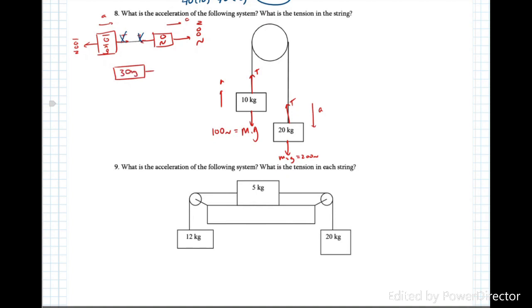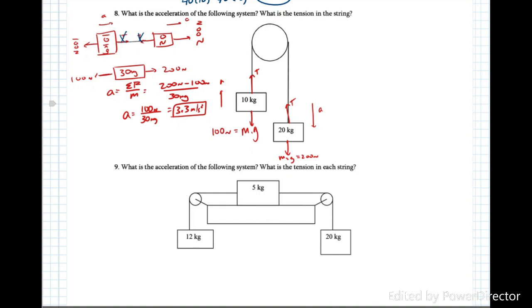I got 30 kilograms with 200 newtons one way and 100 newtons the other way. And once we have the system drawn like this, where it's just one object and then the non-canceling forces that act on it, we're going to say acceleration is equal to net force over mass. So my net force here is 200 newtons minus 100 newtons. My total mass is 30 kilograms. So that makes the acceleration 100 newtons over 30 kilograms, or the acceleration is 3.3 meters per second squared.